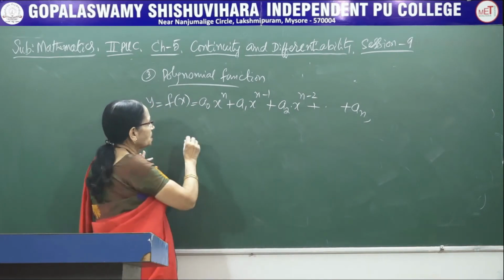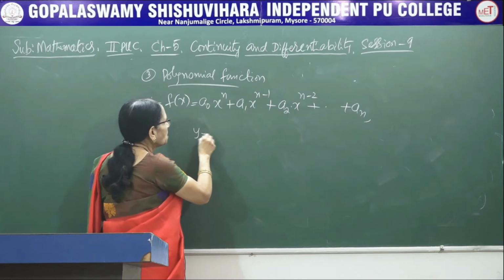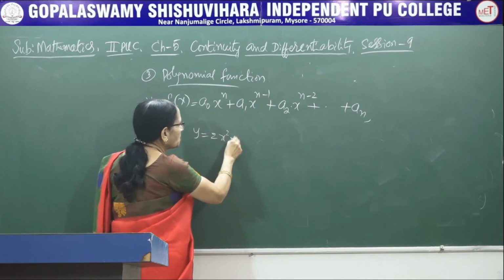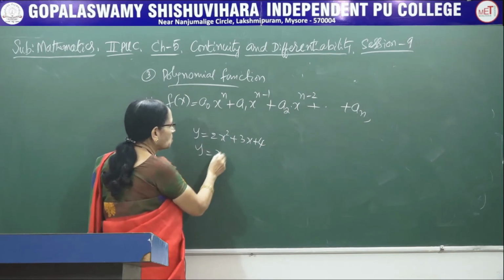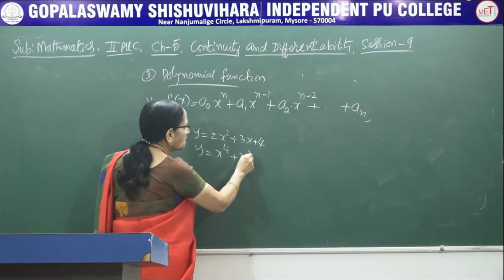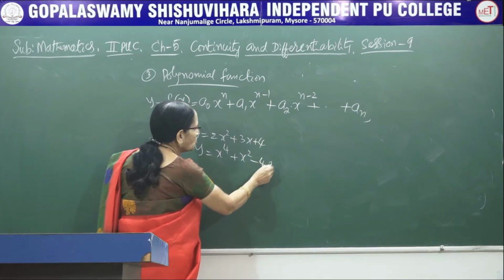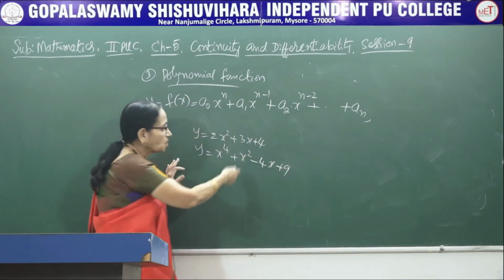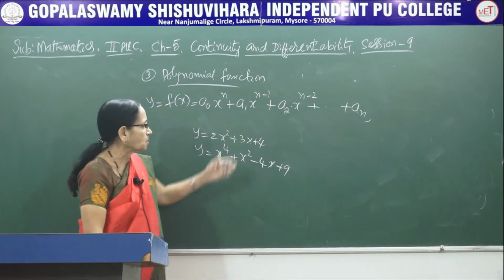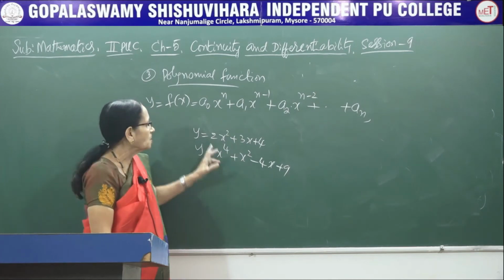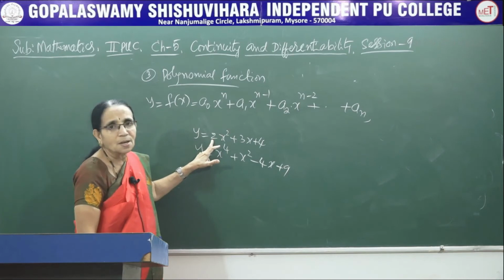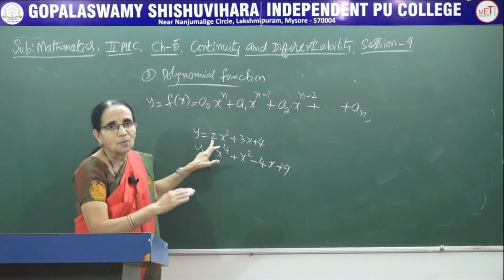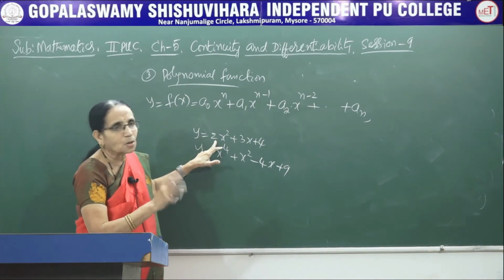If you take a particular example here, say y is equal to 2x square plus 3x plus 4, or y is equal to x to the power 4 plus x square minus 4x plus 9. Now, these are called polynomial functions. I am giving a particular value here. Now, here x, the highest power is 2, and this 2 is called a coefficient. The number with the variable is called a coefficient.